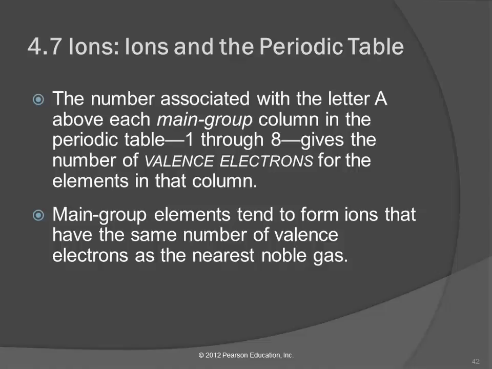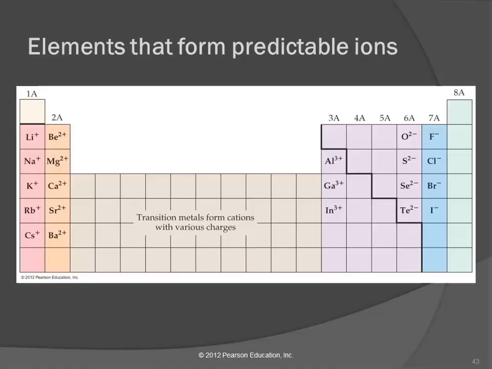But the number associated with the A tells us the number of valence electrons in that atom, and those main group elements tend to form ions in such a way that they get 8 valence electrons. So this is one of those things that we just have to kind of talk about. Do some examples. So here's a periodic table.